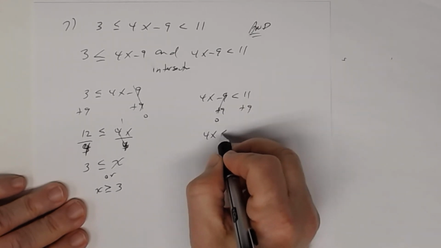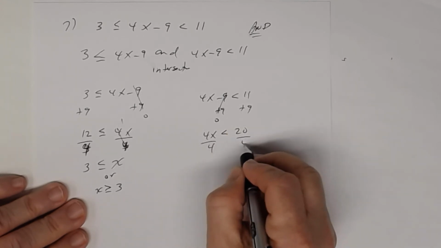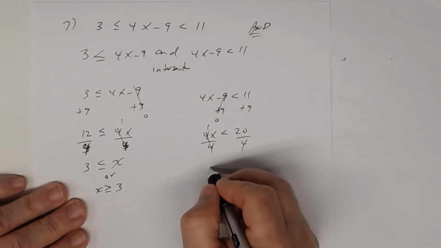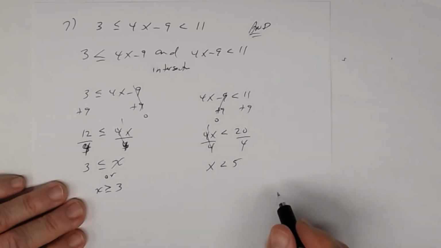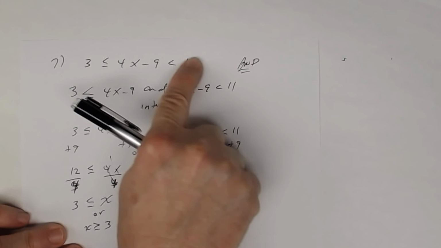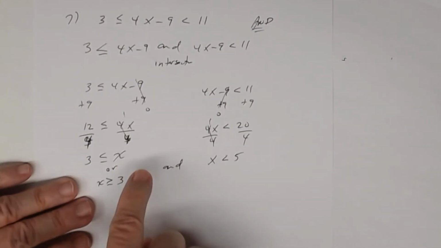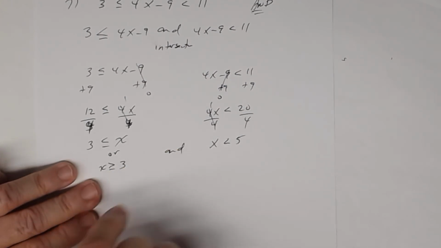I get 4x is less than 11 plus 9 is 20. Divide both sides by 4 and reduce. 4 divided by 4 is 1. 1 times x is less than 20 divided by 4 is 5. All right, remember that's an and statement. So the solution to this original compound statement here is any real number that's greater than or equal to 3 and at the same time less than 5.